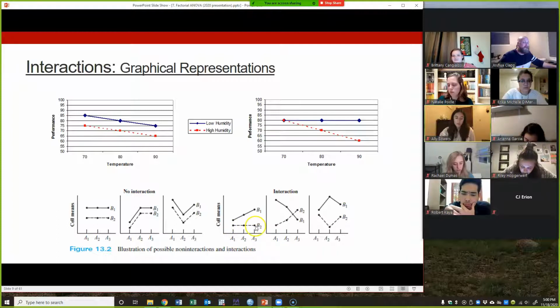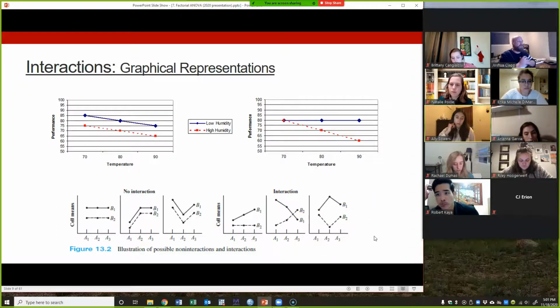Factor A has no impact at B2, but factor A does have an impact if I'm talking about B1. Here, across A, I get a reduction across A conditions in B1. I get an increase in B2. Here, we're getting a different pattern. This is what our interactions start to look like within the context of these designs.